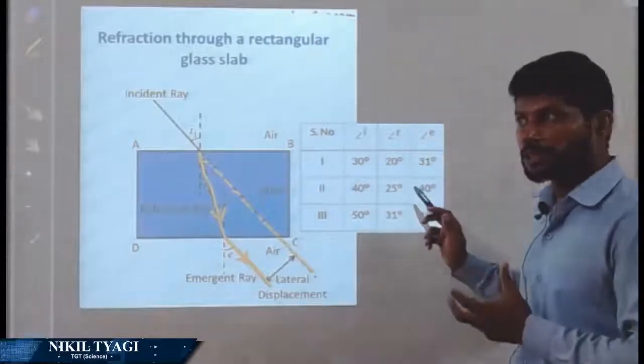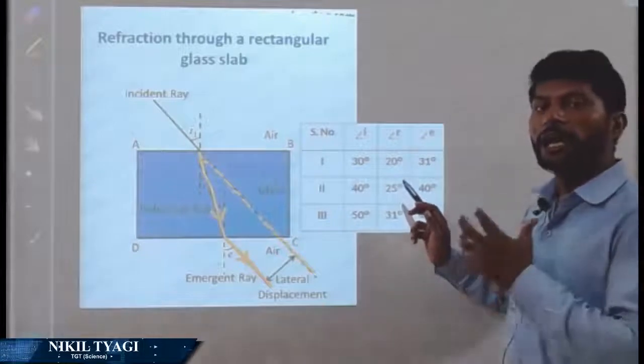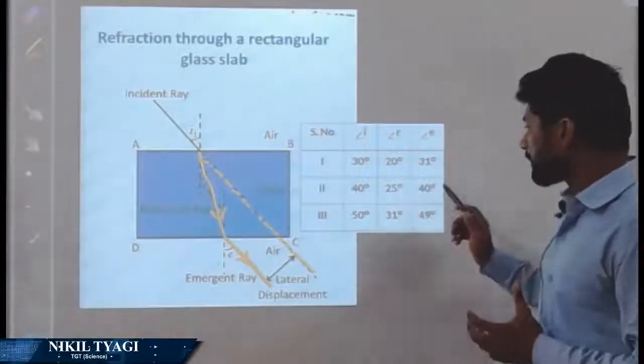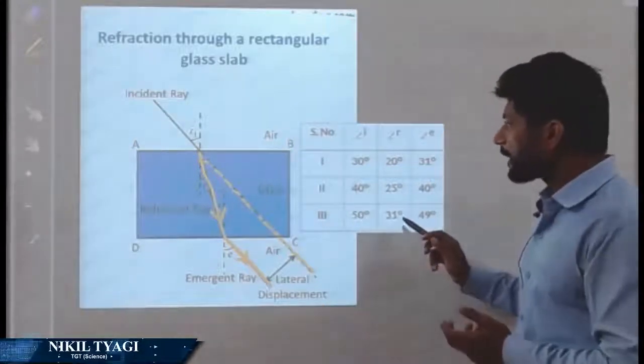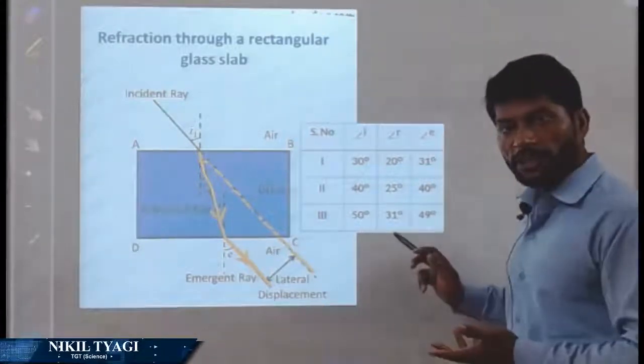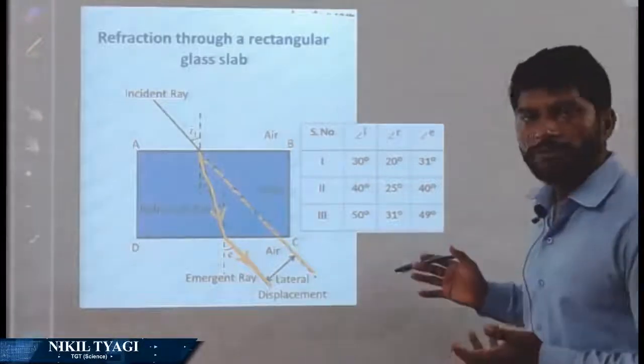Same, if we increase the angle of incidence to 40 degrees, what would be the angle of refraction in that case? It will come to 25 degrees. Yes, for a 40 degree angle of incidence, the angle of refraction will come to 25 degrees and the angle of emergence must come equal. If we take 50 degrees, then the angle of refraction is 31 degrees. If we take 60 degrees, then it comes to around 35 degrees.